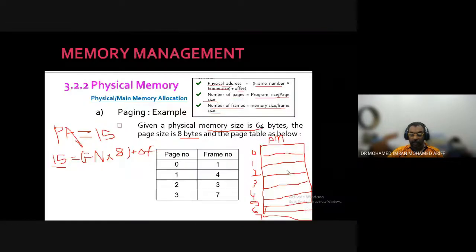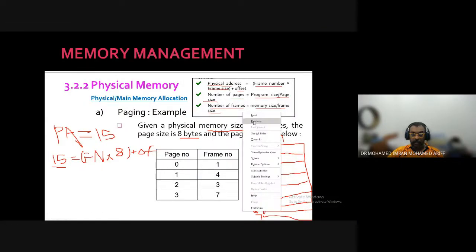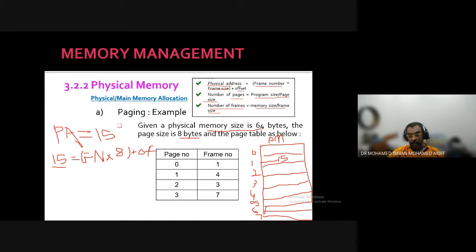In location number 1, so frame number 1. Frame number 1 is inside page number 0. So this is 15. Why do you say 15 is in this one? One box here is 8, so the next one is 16, then 24, then 32. So 15 is inside frame 1, and frame 1 is inside page number 0.